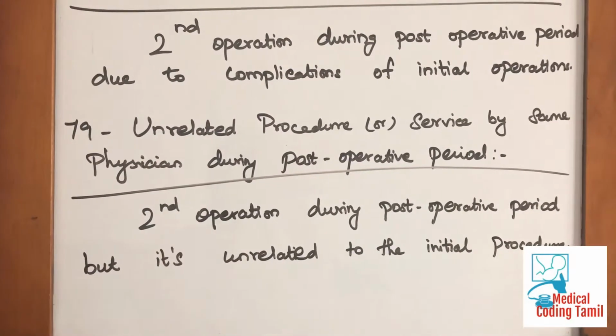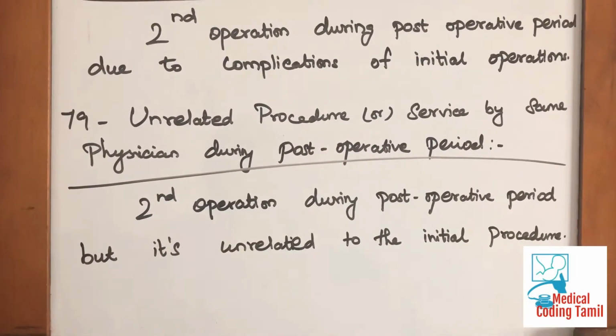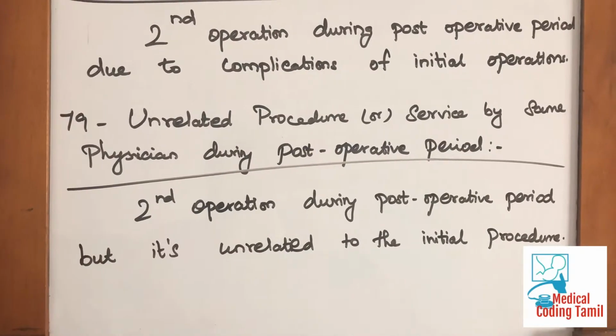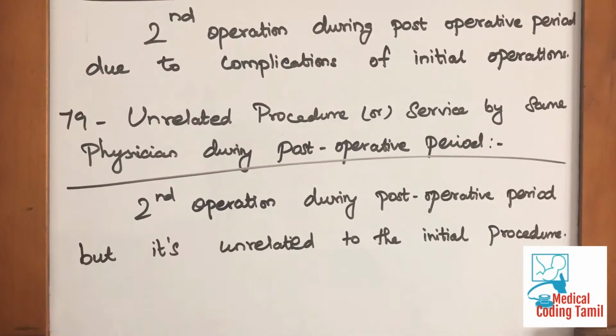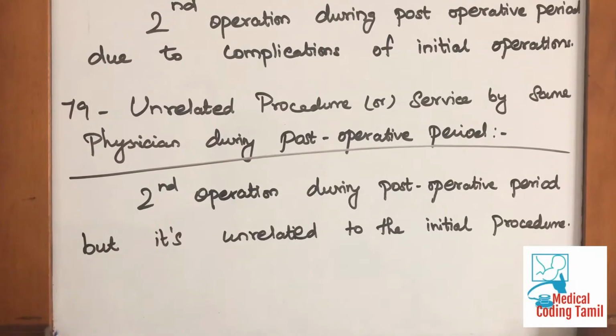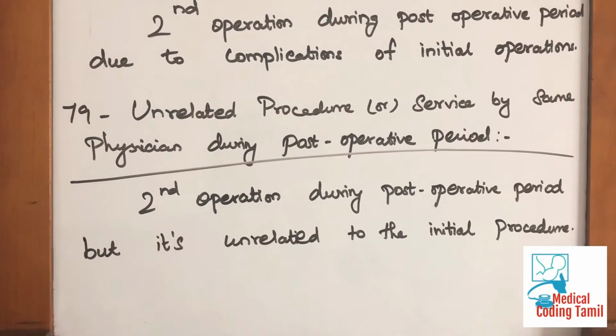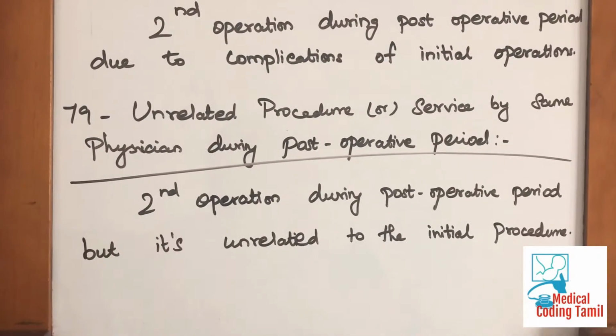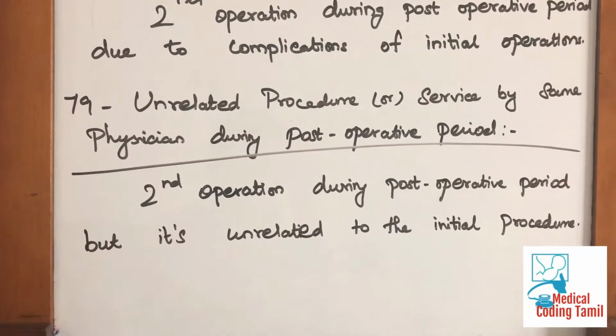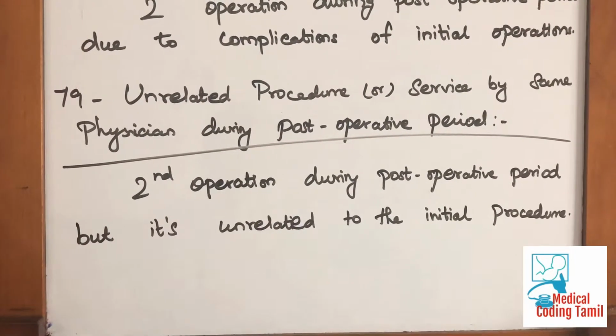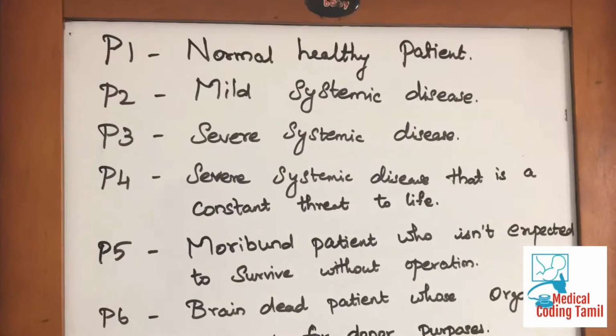And for unrelated procedures or services by the same physician during the post-operative period, the modifier is 79. Second operation during the post-operative period, but unrelated to the initial procedure. If, within the post-operative period itself, another operation is done by the same physician but it is not related to the initial procedure, then we have to give modifier 79 to the code.